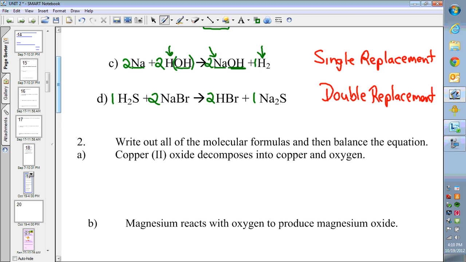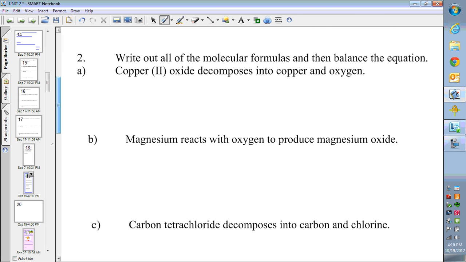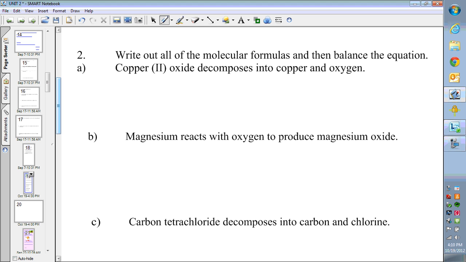All right, so balancing when the formula is given is kind of easy. Let's look at writing out the formulas and then balancing. So now we've got to do some switch rules and look at our periodic table. So we have copper 2 oxide. Copper 2 oxide decomposes, that's a decomposition reaction, into copper and oxygen. Copper 2 oxide means we would take the copper that is a +2 charge, because it says Roman numeral 2, and my oxygen, which is a -2 charge, and form that into a compound.